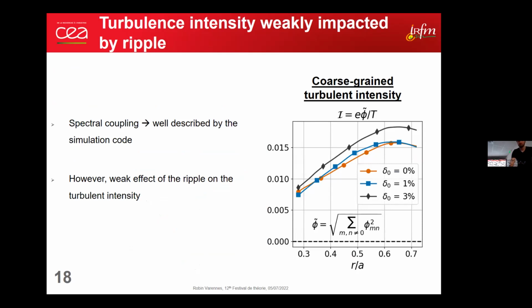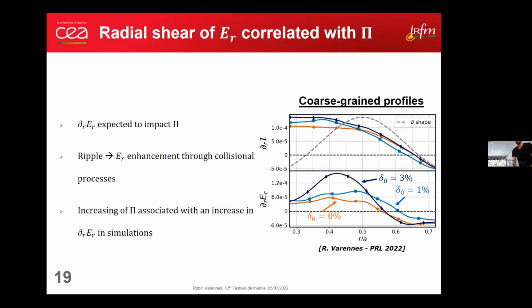And so the second effect is the impact on the radial electric field. The shear of the radial electric field is expected to impact the turbulent Reynolds stress, the toroidal Reynolds stress. And the ripple is expected to change the radial electric field through collisional processes. So it goes back to the slide where I showed you all these trajectories of particles. At the end, if you do all the calculation, you can see that under the effect of ripple, you can enhance the radial electric field. And basically, this is what happens. So I can show you the figure on the right, which shows both the candidates for the synergy mechanisms.